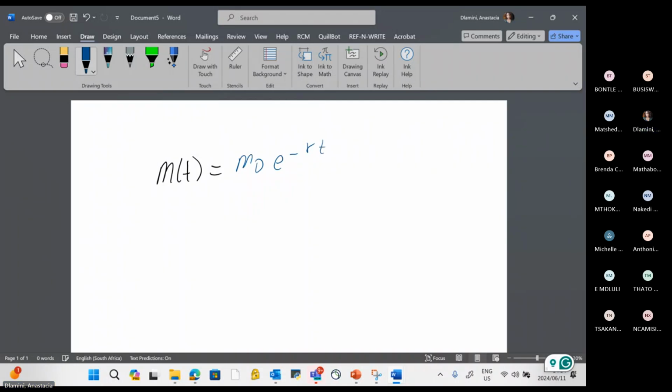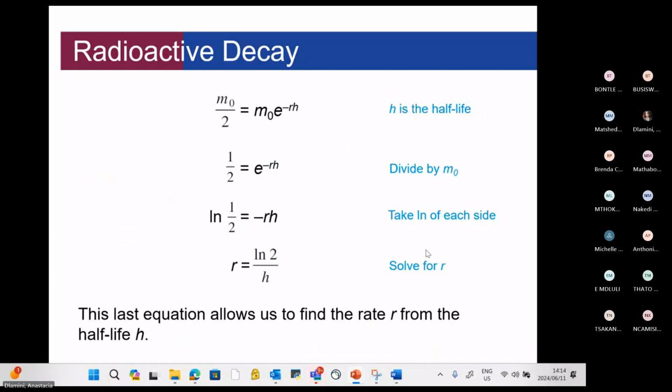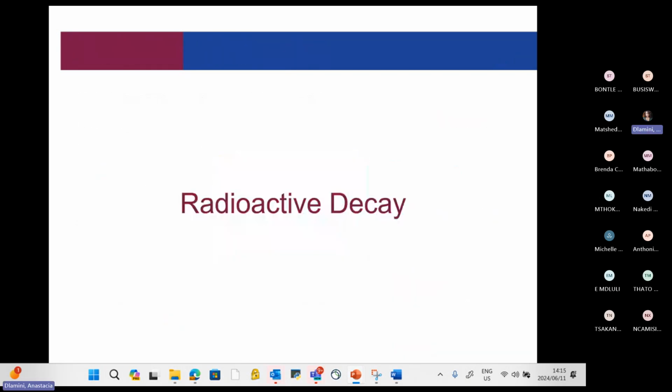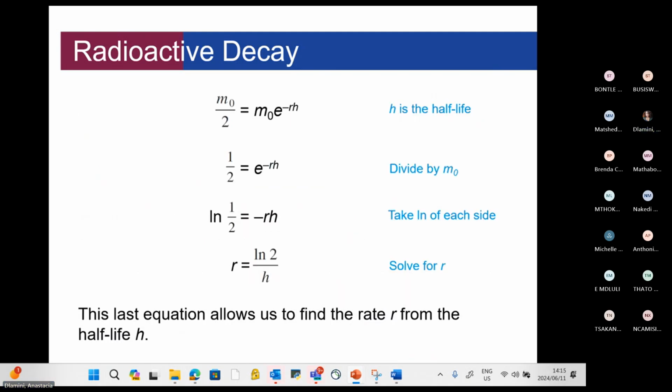Are we all together? Yes, ma'am. So now, what am I doing wrong here? Something is wrong here. They're saying that to express this model in terms of m(t) = m0 e^(-rt), we need to find the relative decay, which is r, since h is the half-life. So please give me a few minutes to look at what I am doing wrong.